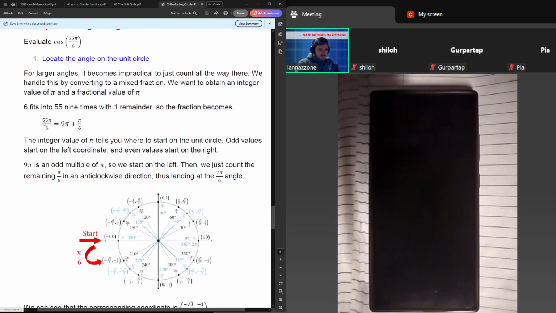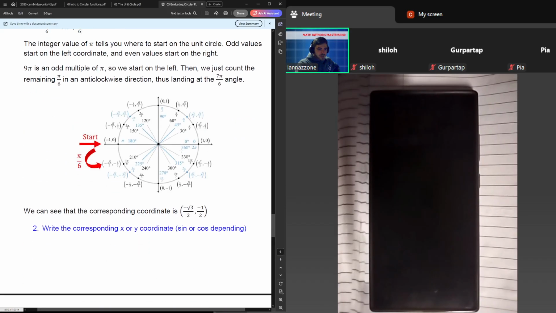Clear enough on how and why that works? And again, if I go too fast, just pop something in the chat. I'll go backwards.